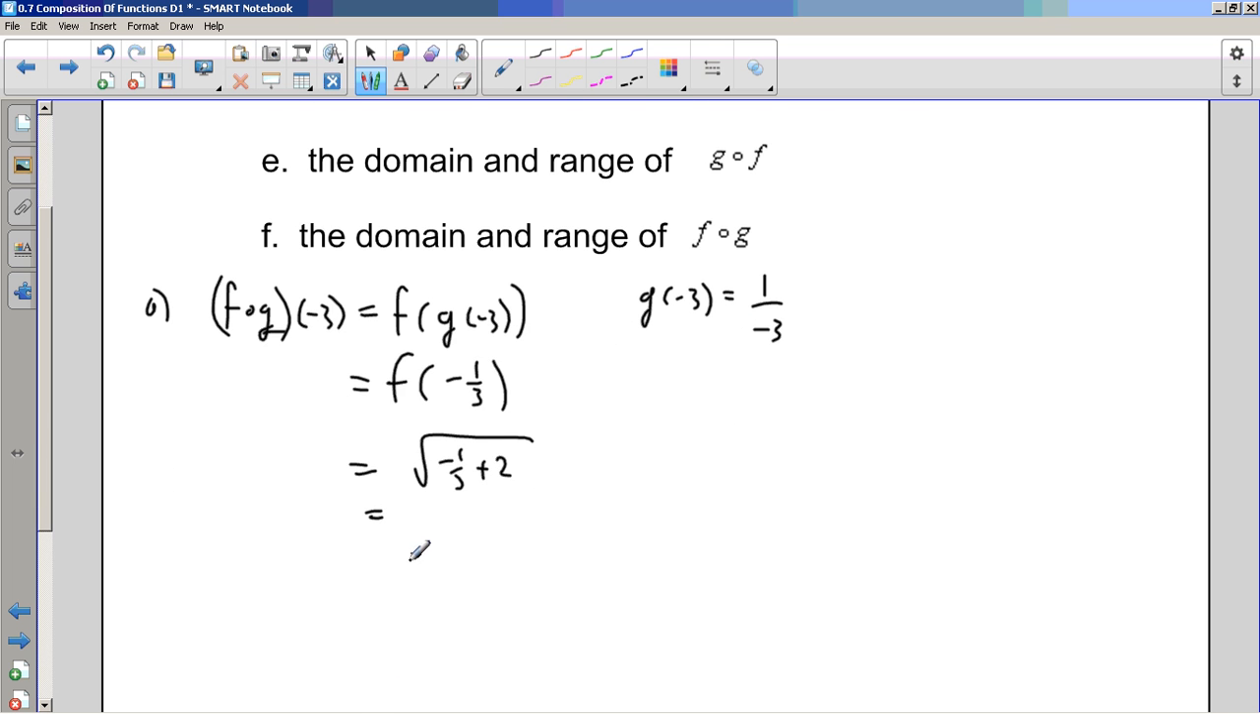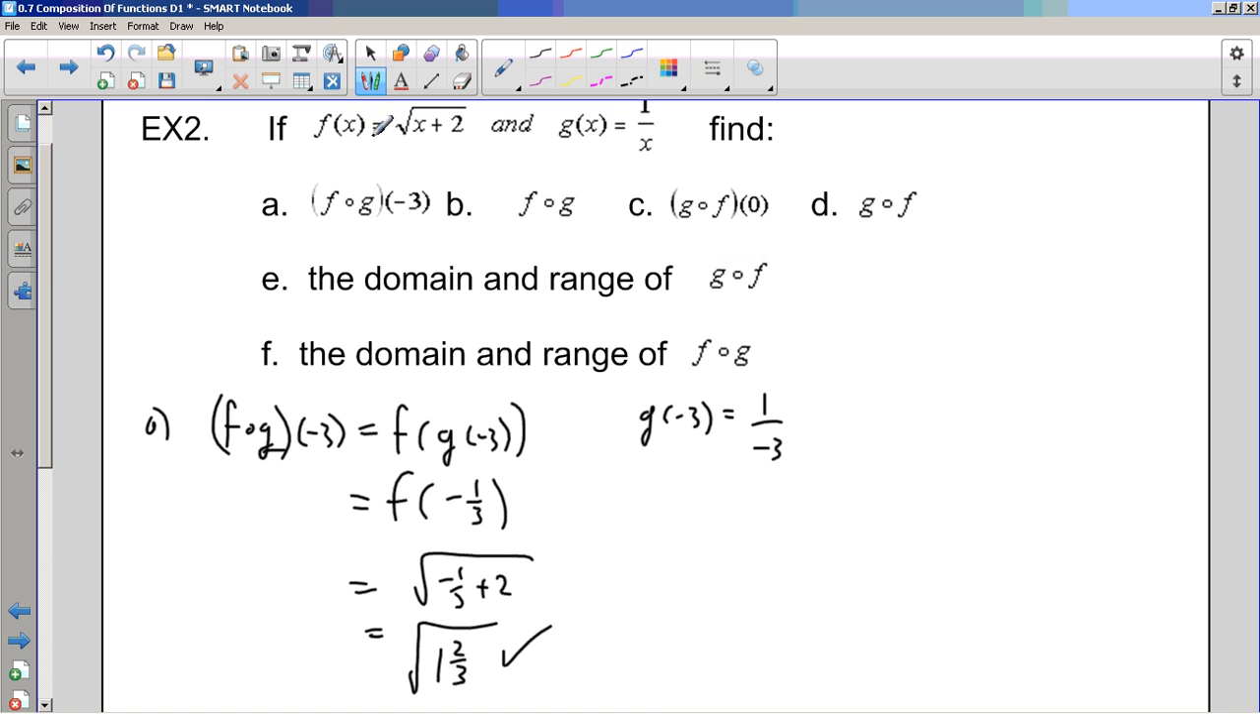It's the square root of -1/3 plus 2, which is 1 2/3, and I don't really care what that is. That's some value that we can actually calculate. But the point is that we could do that. If we put -3 into f straight off, we couldn't. But that one was okay.